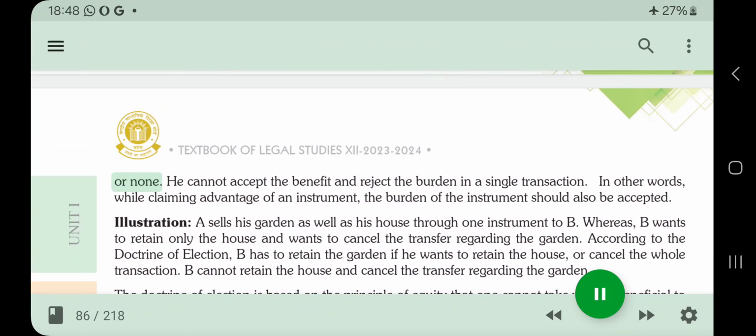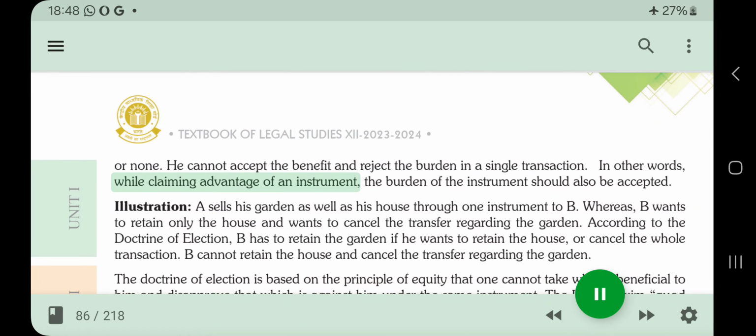He cannot accept the benefit and reject the burden in a single transaction. In other words, while claiming advantage of an instrument, the burden of the instrument should also be accepted.